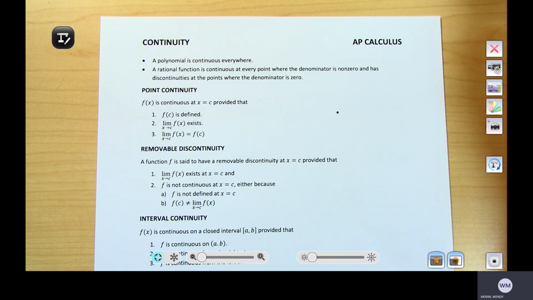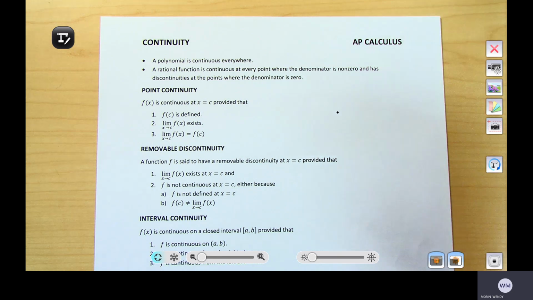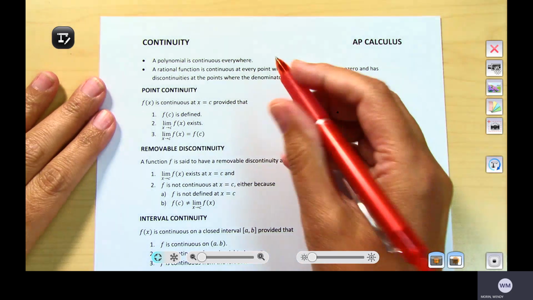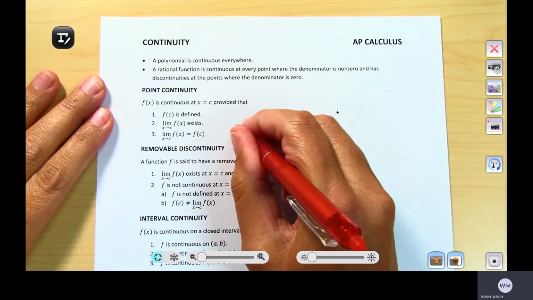The function value has to be the same as the limit. So it is possible for you to have a function that is defined at a certain c value, and the limit exists, but the two do not agree. And here is one example.